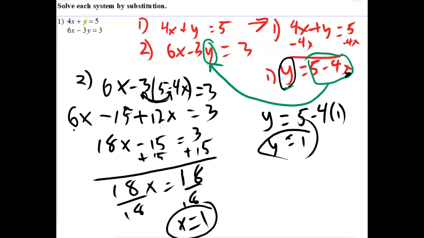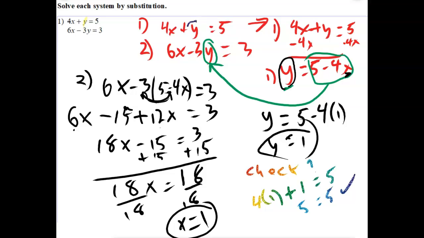Now the way you can check that is, I put x is 1 into either equation. Actually, I should put it into both to thoroughly check. I want to see if this is true. And I get 4 times 1 plus 1, that's 5 equals 5. Yes, so it is true. So the solution to this is x is 1, y is 1.